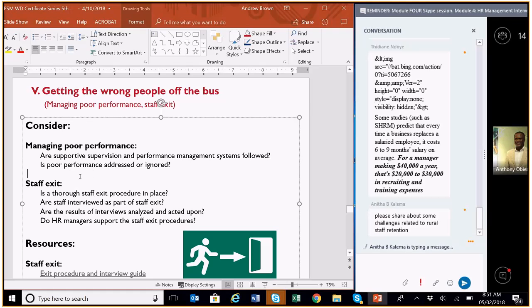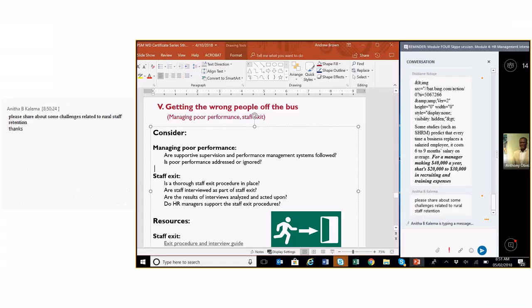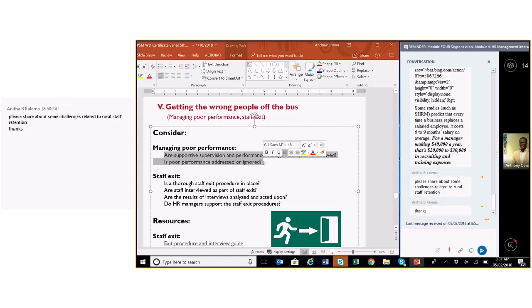When we're managing poor performance, there are two key things that I want you to think about in my experience. One is that supportive supervision and performance management have systems. Are those systems in place? But more importantly, are they followed? And do staff have the competency to use the systems? And the other one, is poor performance addressed or ignored? If poor performance is ignored, you're setting yourself up for some major motivation and staff productivity issues in the workplace. And I just emphasize those.